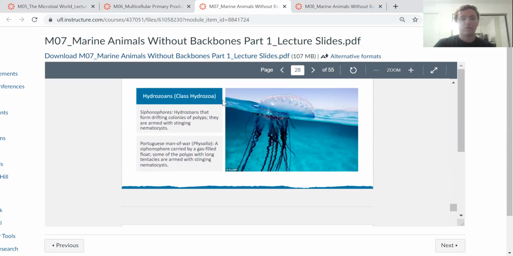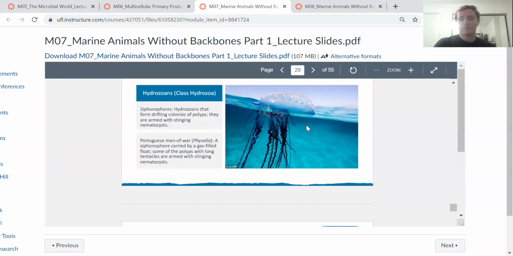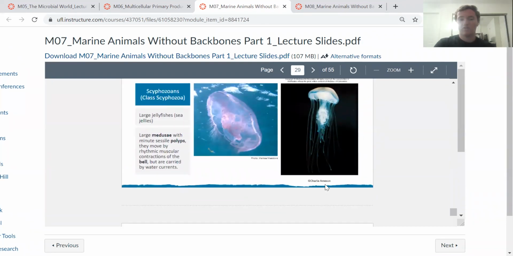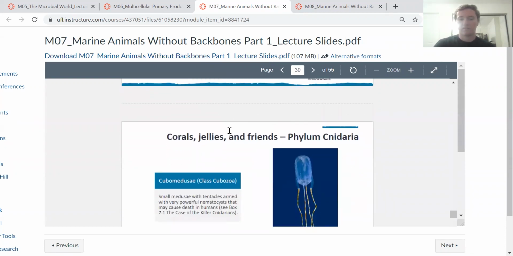Hydrozoans are kind of important as well. Just know that they are drifting colonies of polyps with nematocysts attached, and an example would be the Portuguese man-o-war. These are colonial species, not an individual jellyfish. Scyphozoans are those huge jellyfish you'll see. The big top layer of the medusa is called the bell. It compresses and contracts almost like a bird flapping its wings in and out.